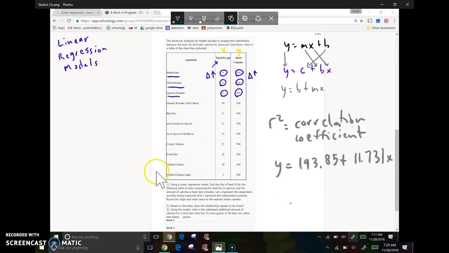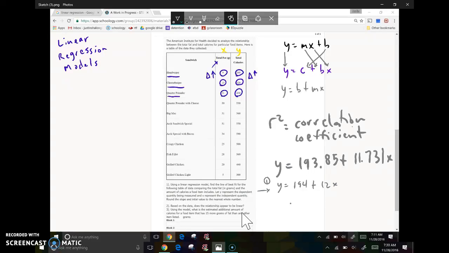Got our equation, so we've answered question number 1, except we need to round the slope and the initial value to the nearest whole number. So I can just rewrite this as y equals 193.85, we can round up to 194, so 194 plus, and then we can round up 11.7 to 12, so 12x. So this is question number 1.